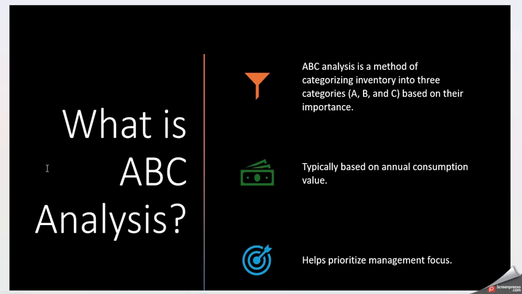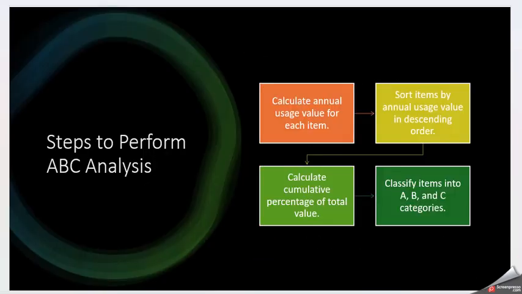The basics: what is ABC analysis? Basically, it's a method of categorizing the inventory into three categories, A, B, and C, based on their importance. Typically, it is based on annual consumption and value. It also helps you prioritize management focus. When we do the analysis, we get better clarity, and it helps with better decision making. I will walk you through this process in upcoming slides.